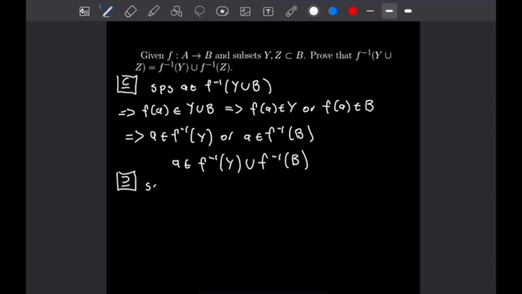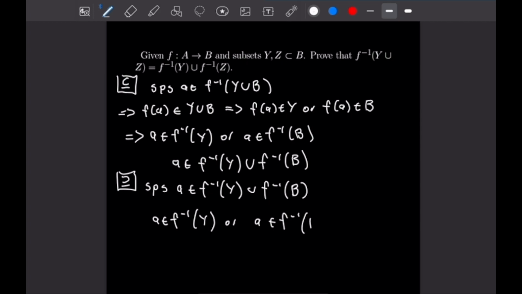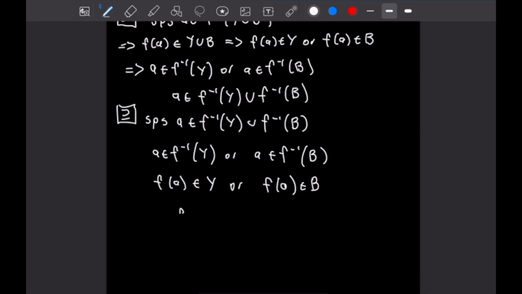So for the reverse inclusion, we are going to suppose that we have a in the preimage of Y union the preimage of Z. Well, by definition of union, that means that a is in the preimage of Y, or that a is in the preimage of Z. But that means that f(a) is in Y, or that f(a) is in Z. But now we can use the definition of union to say that f(a) must be in Y union Z. But that, of course, means that a is in the preimage of Y union Z, which completes our proof by double inclusion. Great. So let's go ahead and get into our final problem.